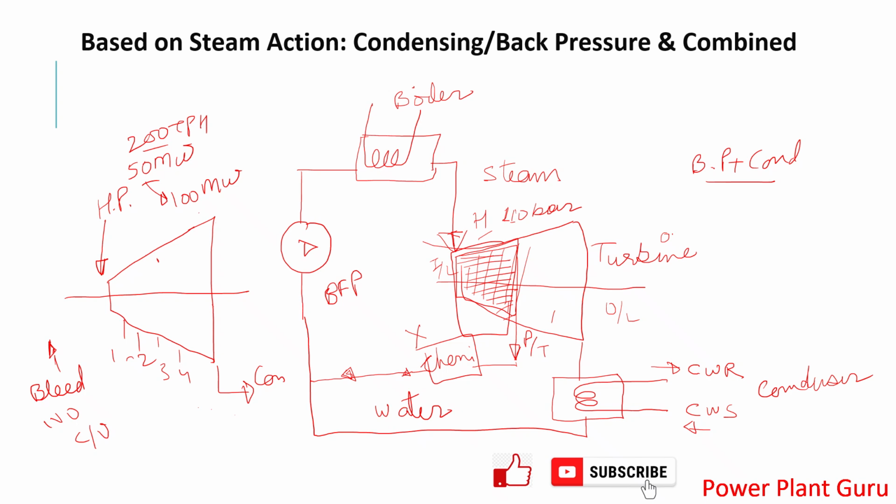So this is how I wanted to explain the condensing type, back pressure type, and then a mixed combination. And if it is a mixed combination, there are two types also. One is with controlled extraction, another one is uncontrolled extraction, also known as bleed valves or bleed steam.